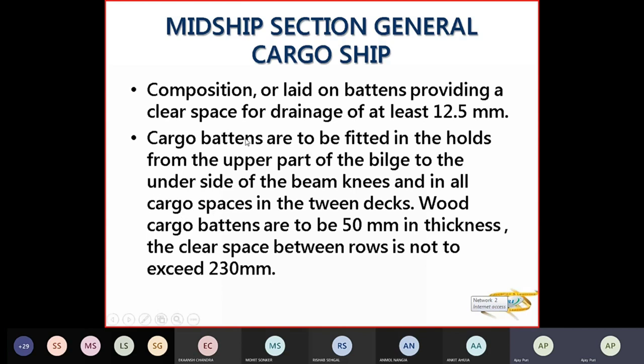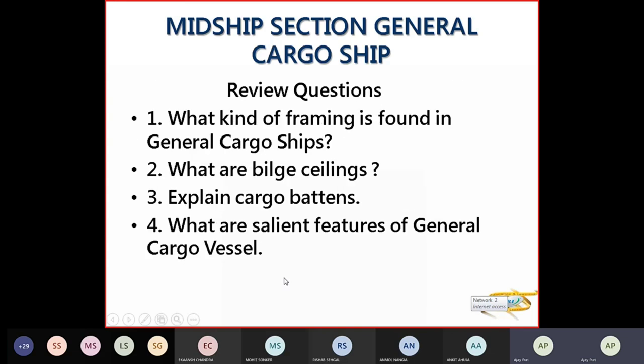So the cargo battens which are on the sides of the frames are to be fitted in the holds from the upper part of the bilge to the underside of the beam knee. So these cargo battens provide insulation to prevent your cargo sweat. These wooden cargo battens are to be 50 mm in thickness, and the distance between each batten should be not less than 230 mm. So that is your general cargo vessel.